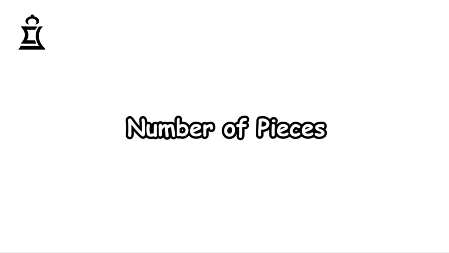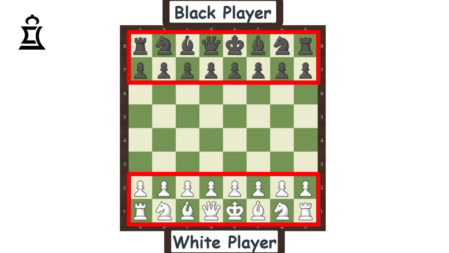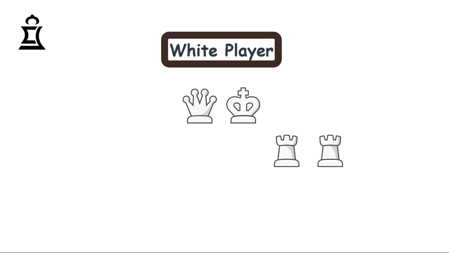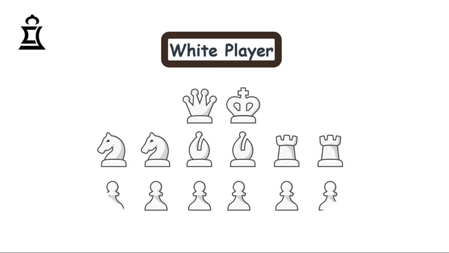Number of pieces. At the start of a game, there are 32 pieces in total. Each player begins with an equal number of pieces, 16 white and 16 black. The white player's pieces include 1 king, 1 queen, 2 rooks, 2 bishops, 2 knights, along with 8 pawns, making a total of 16 pieces.